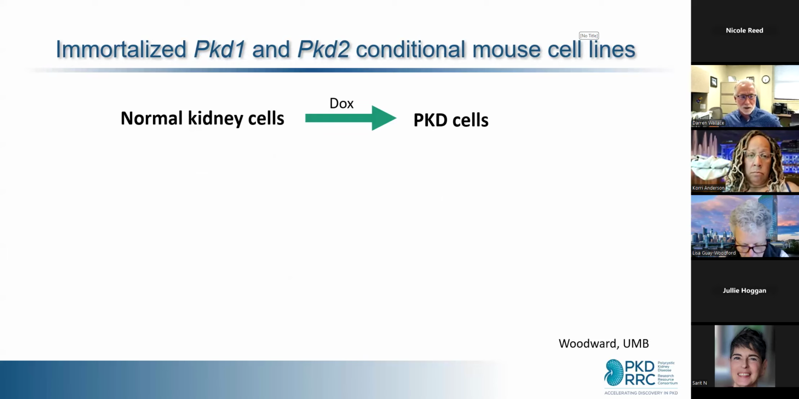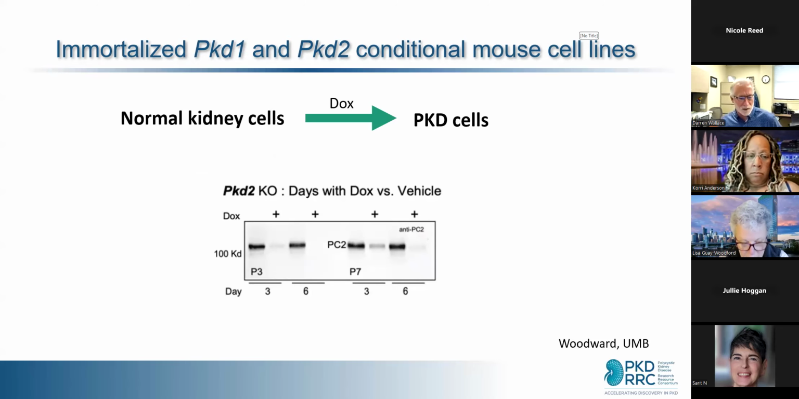And since these are an inducible line for knocking out PKD1 or PKD2, all he has to do is use this compound called doxycycline, which will make normal kidney cells into PKD cells. And this is just confirmation, where he was able to run the proteins from these lysates. This band here that you're looking at is polycystin 2, the gene product from the PKD gene. And when he added doxycycline, you could see that there's a loss of the polycystin 2 protein.